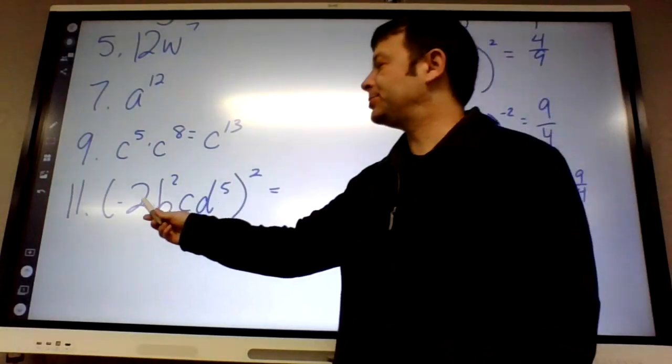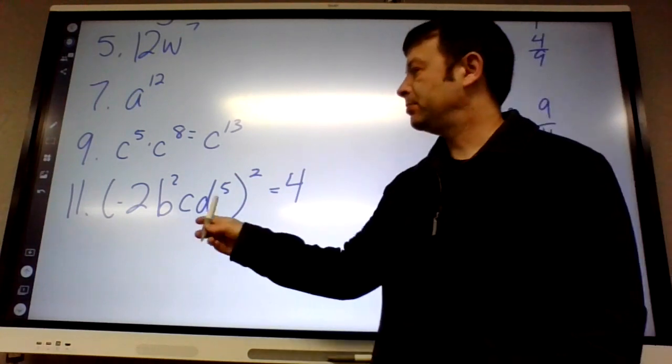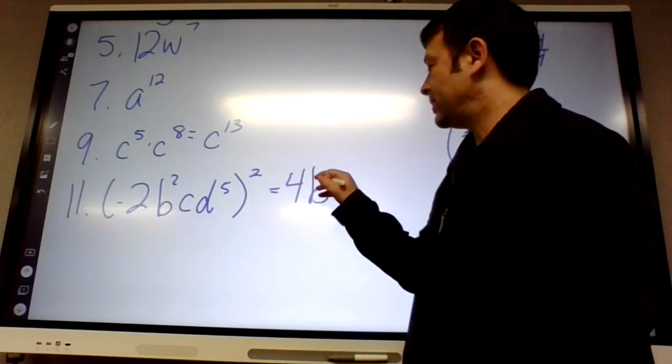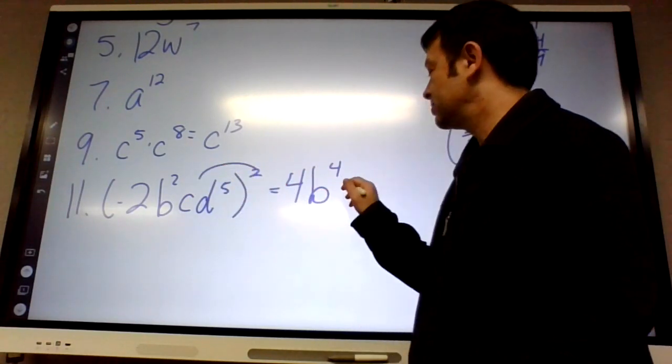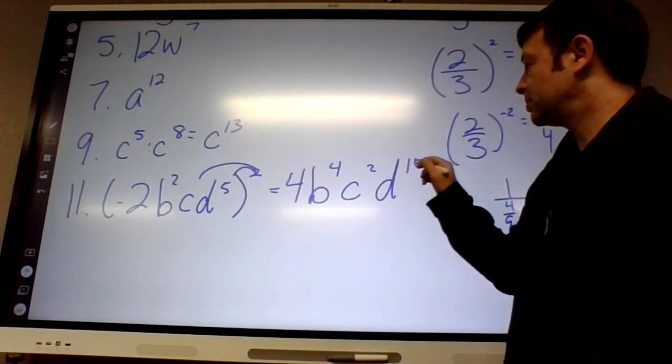Yeah, negative 2 squared, negative 2 times negative 2 is 4. B to the 4th. Yeah, this is like yesterday. You guys remember this from yesterday? C to the 2nd. Yeah.